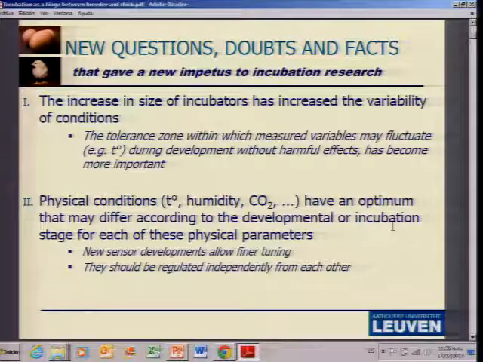A second constatation is that physical conditions, they have an optimum that may differ according to the developmental or incubation stage of each of these physical parameters. That is something we can take into account in single-stage incubations. In multiple-stage incubations, you have to keep the conditions all the time the same. In a single stage, you can give variation, yes? But if you give variation in physical conditions, like temperature, humidity, carbon dioxide, and others, what is the optimum of all these factors, and at what stage of incubation?